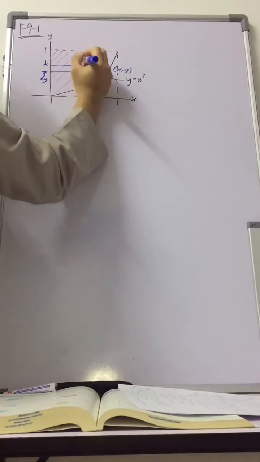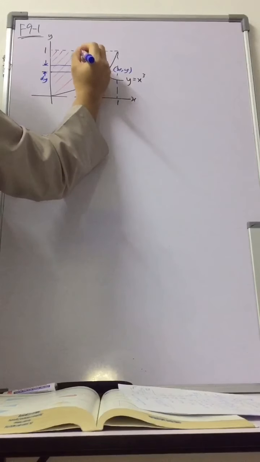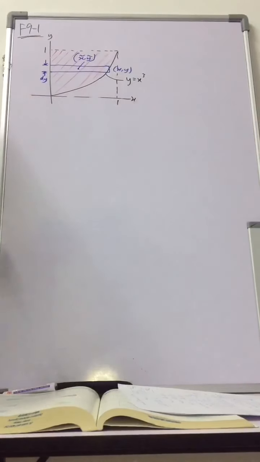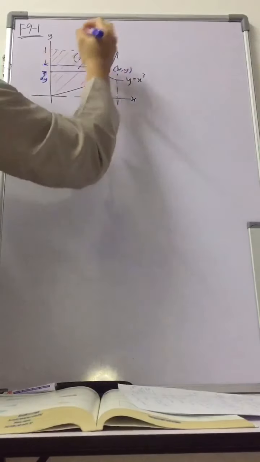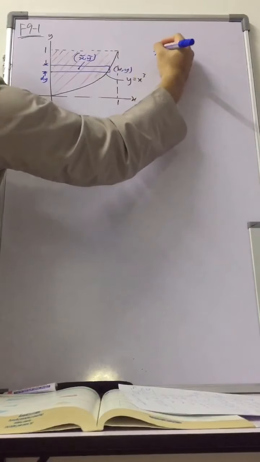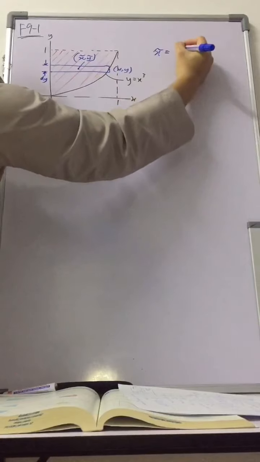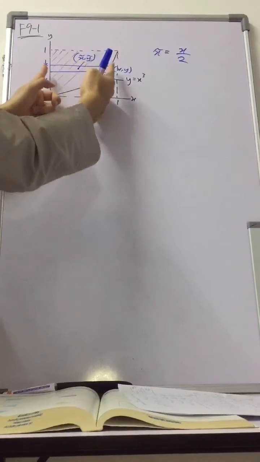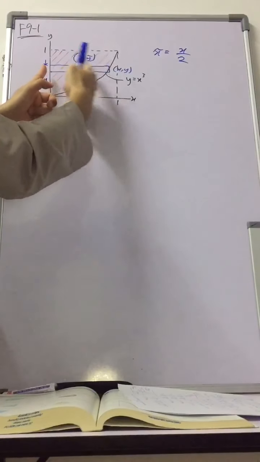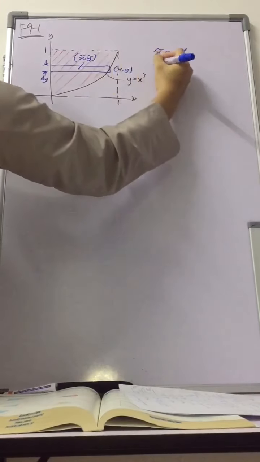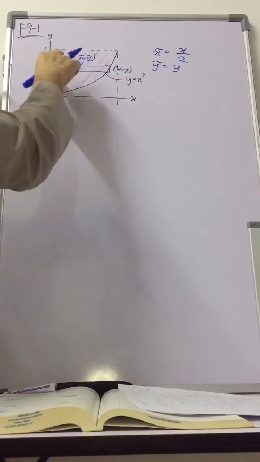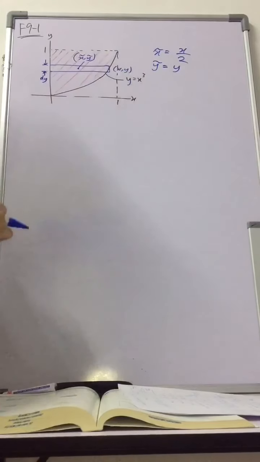And this centroid is given as x tilde, y tilde. What is this x tilde here? X tilde is x over 2. This is 0, this is x, so the middle is x over 2. How about y tilde? Y tilde is actually y. Y tilde is this, and this is y.